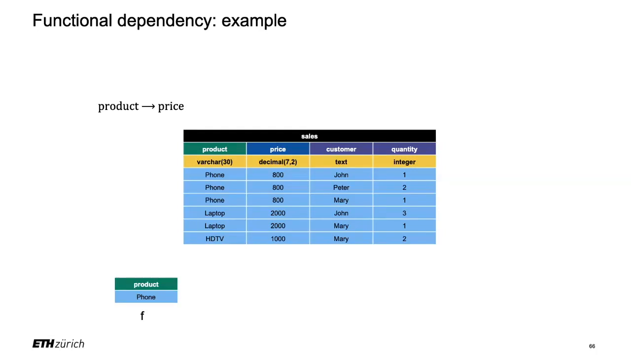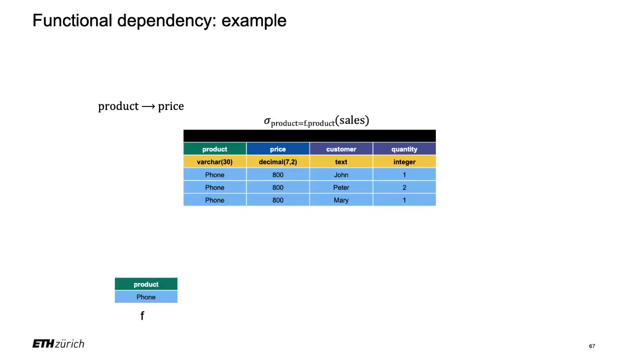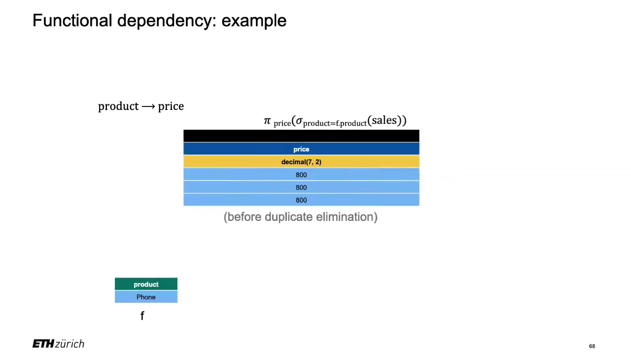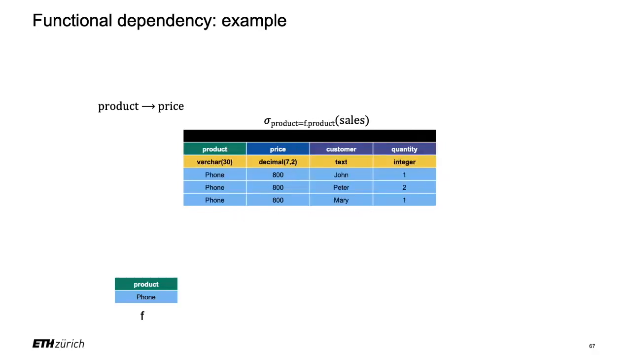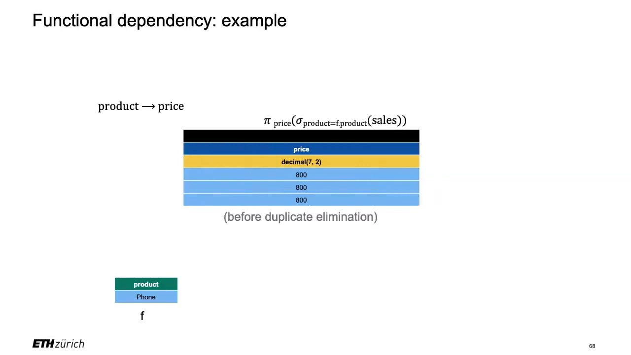In that case, I could have taken the laptop. I could have taken the TV. And now look at what I do. I'm having a selection, sigma. The product must be this phone in F. So now I project on all the products that are phones, right? This is a selection because it selects rows. And then I project on T. What is T? It's the price.